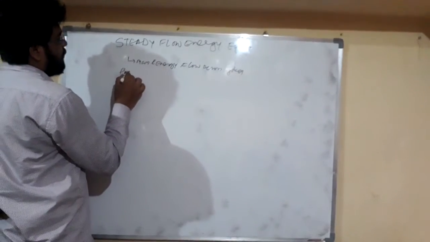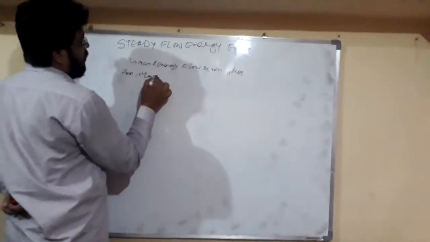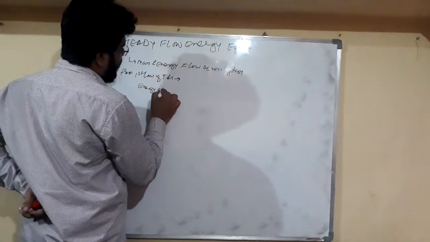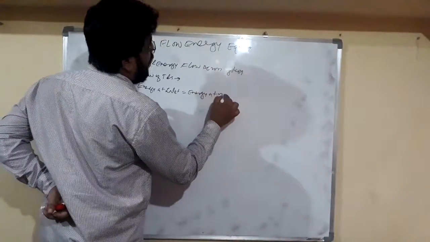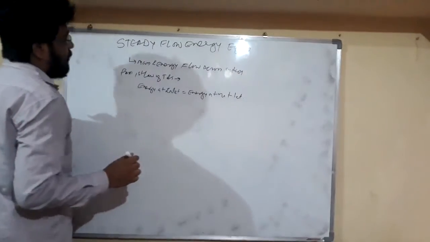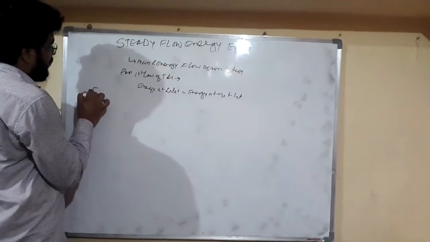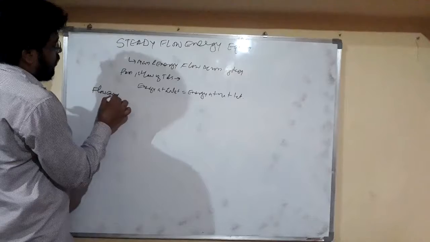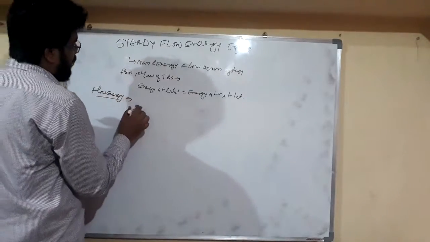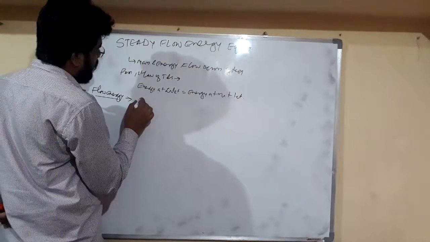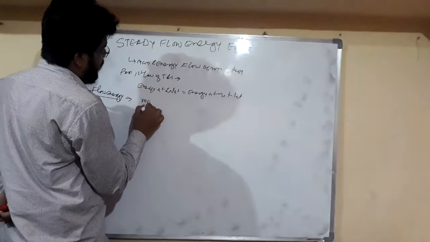Dear friends, from the first law of thermodynamics, energy at inlet equals energy at outlet. Hence, three types of energy are considered. First is flow energy, because it is an open system. And friends, flow energy is mCp dT.